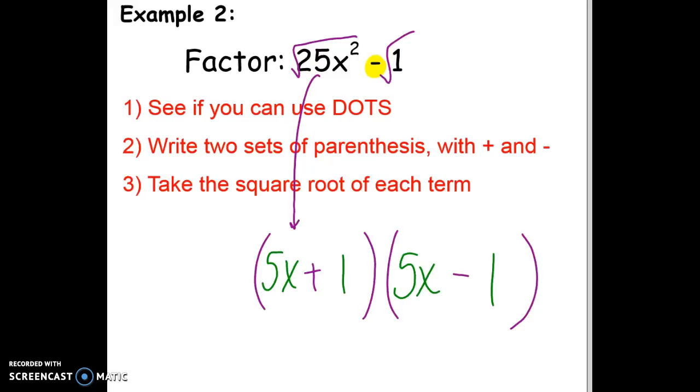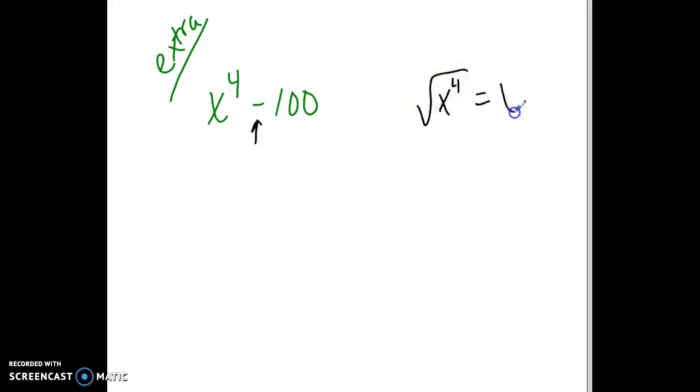Okay, a couple other ones I want to discuss that you'll see as you get to the challenge. What happens if it's not x squared and it's x to the 4th? Okay. So we have the difference, and 100 is definitely a perfect square, x to the 4th. Okay. The square root of x to the 4th is just x squared. So any even exponent is a perfect square.